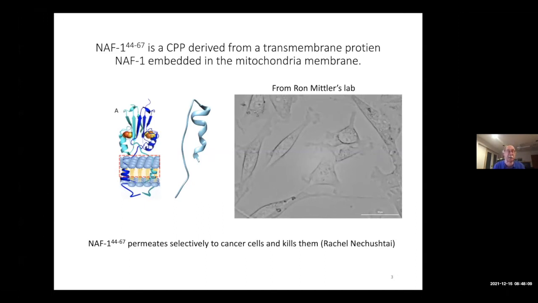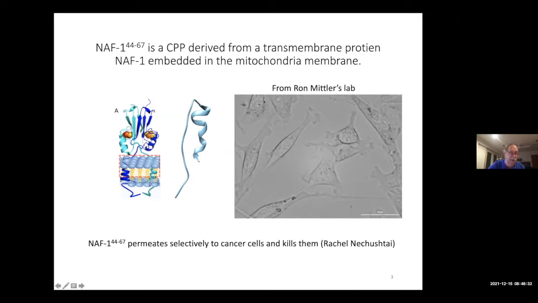And it is a cell-penetrating peptide that is derived with a very different idea in mind. Rather than taking a translocation machine and chopping it off, it is a transmembrane protein. It's a piece of a transmembrane protein. I have the model of this NAF1 protein that is typically found in the mitochondria. This is a model. The crystal structure is not known.